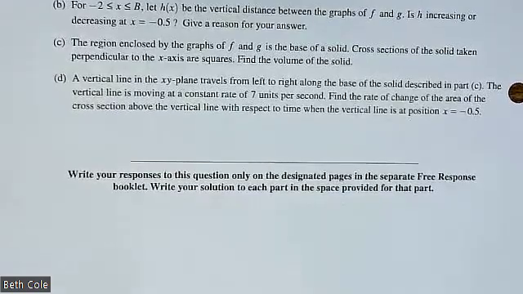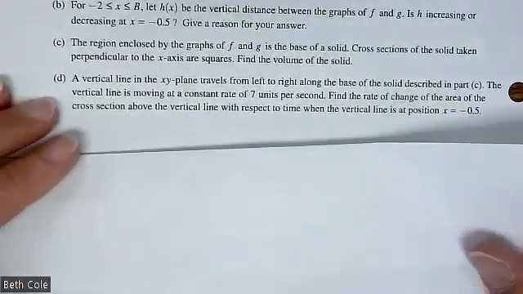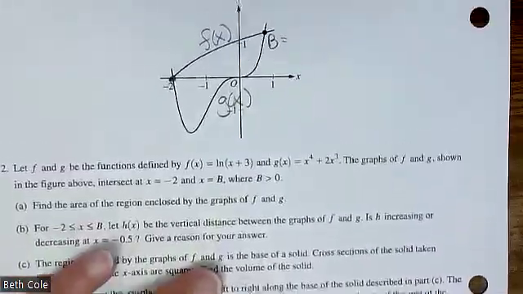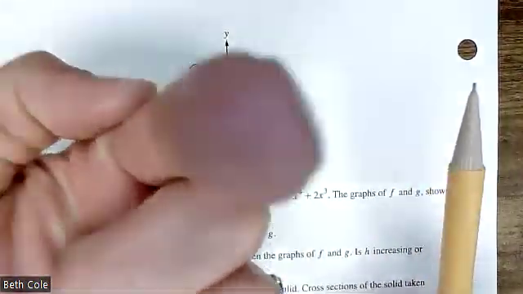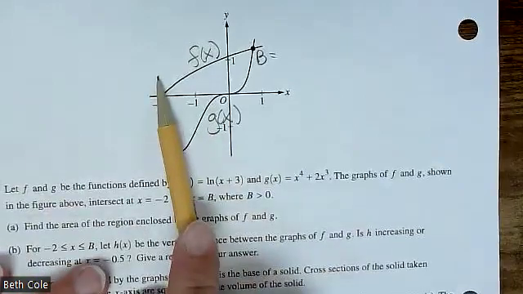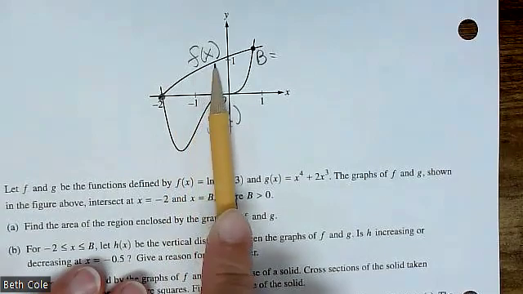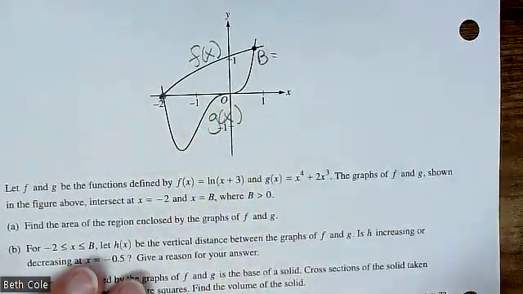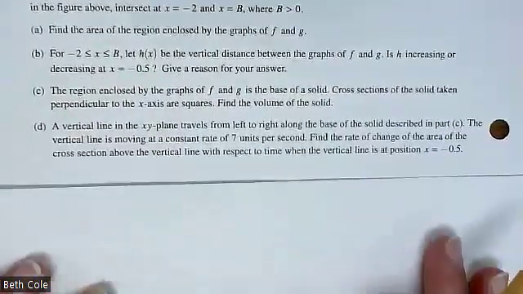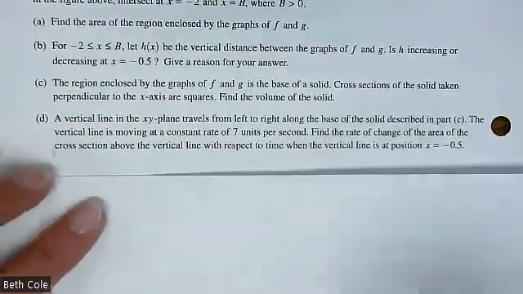All right, how many are left for D here? 2, okay. A vertical line in the XY plane, it's super weird to visualize. I'll try and explain it. It travels from left to right along the base of the solid described in part C. Imagine shapes popping up out of the paper towards you, okay? There's a vertical line traveling along the base of the shapes. I can't explain it any better. That's very abstract. The vertical line is moving at a constant rate of 7 units per second.